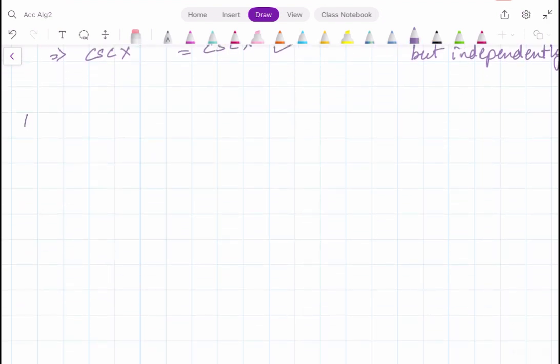Let's continue. Let's take one more. We have 1 minus sine squared x over sin x is equal to cos x times cot x. Pause the video, try to simplify it again, and then check the answer.